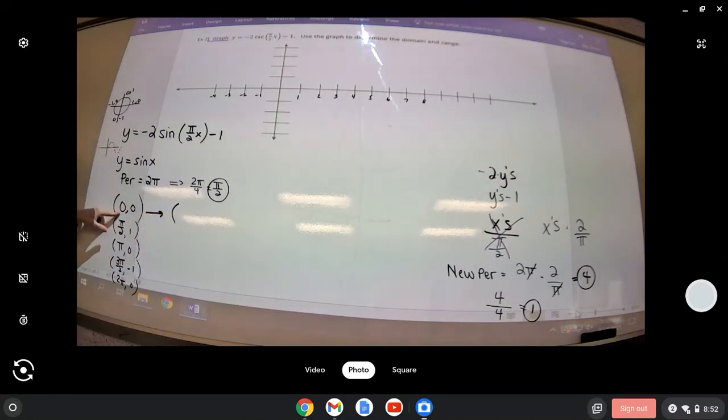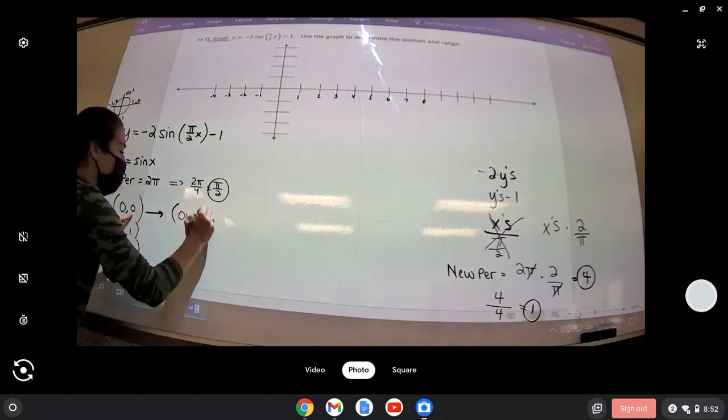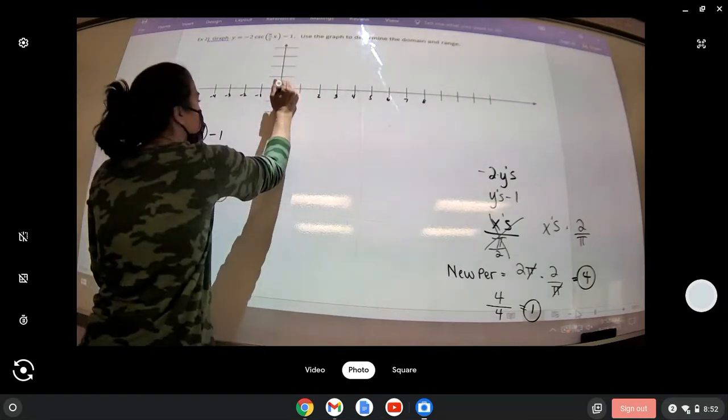All right, so let's make all the changes. Take your x-coordinate, 0, and times it by 2 over pi. That's still 0. Okay, take your y-coordinate, times it by -2, which is 0, but now -1. That's -1. So now we have a point at 0, -1.